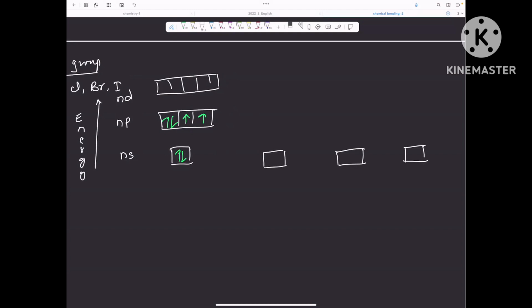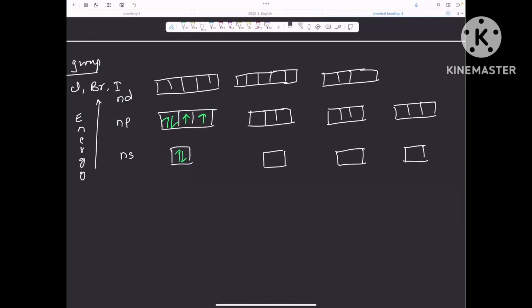Now, let us make the many excitations we can make. These all are ns orbitals, np, np, np, nd, and again 2, 3, 4, 5 orbitals. Now let us excite first. So there is one more electron here, right?